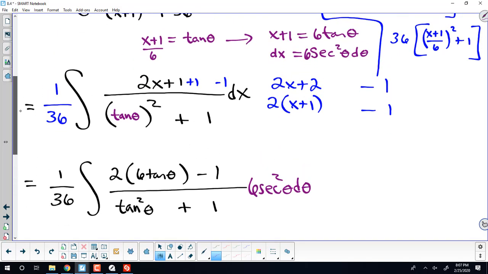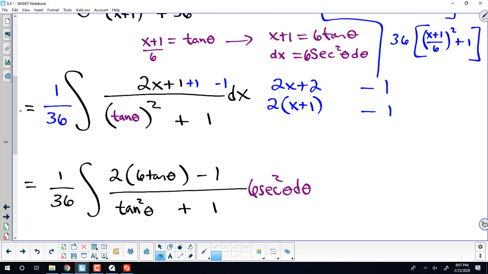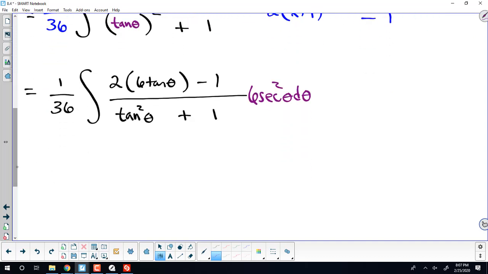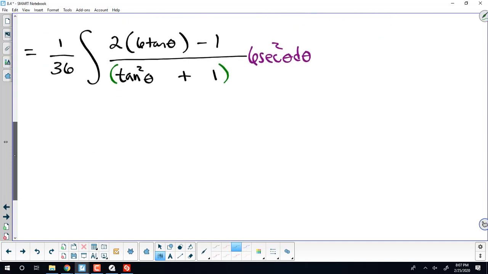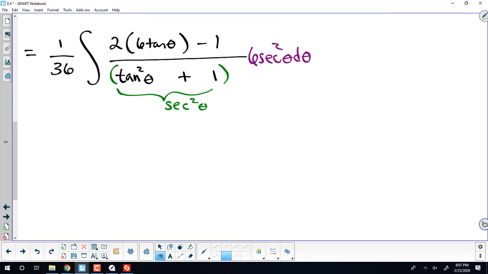So, okay, does anyone have any questions on where we're at though? So then we're going to address this right here as secant squared. So I'll just write it so we save space. That's secant squared d theta. That's dividing with the secant, or secant squared rather.